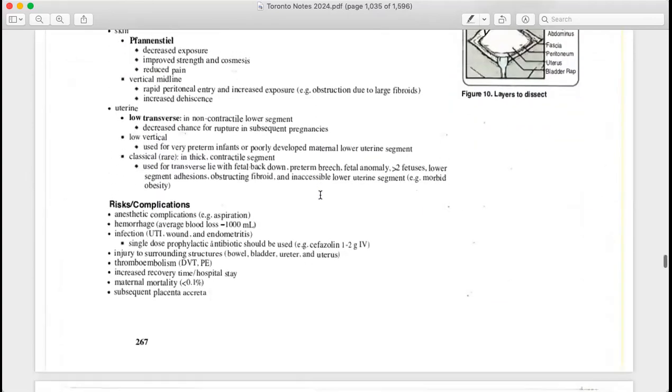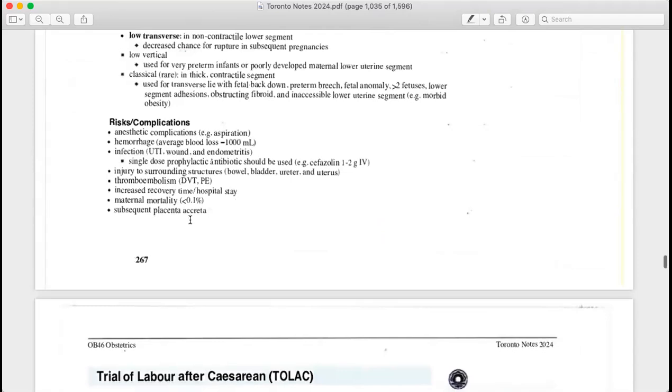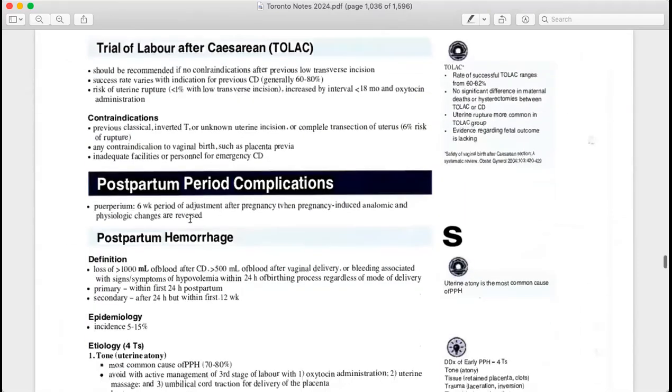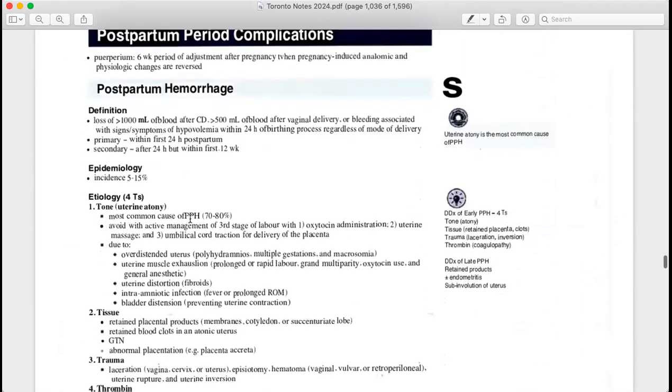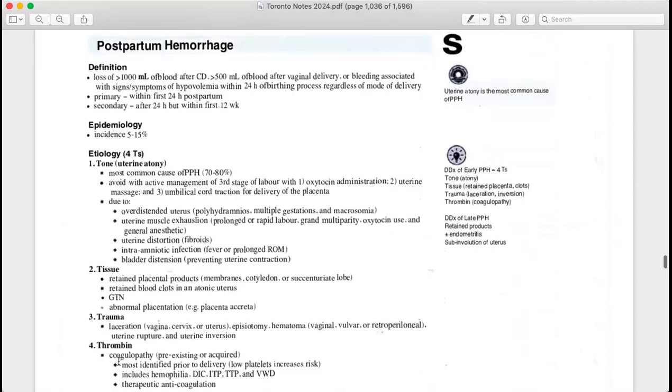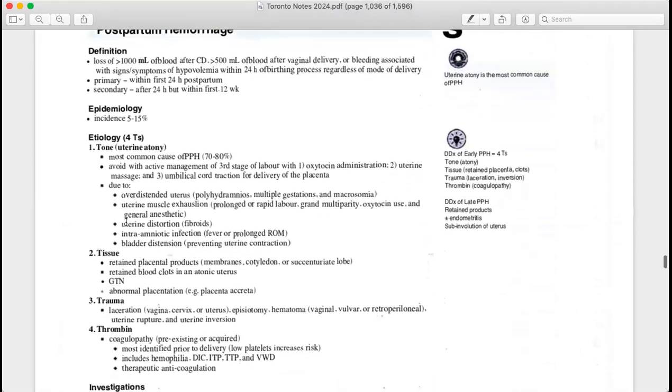Coming to cesarean delivery, you can just read this one, all the complications, just the surgery complications. Coming to the postpartum hemorrhage, same thing: tone, tissue, trauma, and then thrombus. So 4 T's, these ones. More than 1000 ml of blood loss after cesarean delivery, more than 500 ml after vaginal delivery. Most common cause of postpartum hemorrhage is uterine atony. Avoid it with the active management of the third stage of labor. So oxytocin administration, uterine massage.